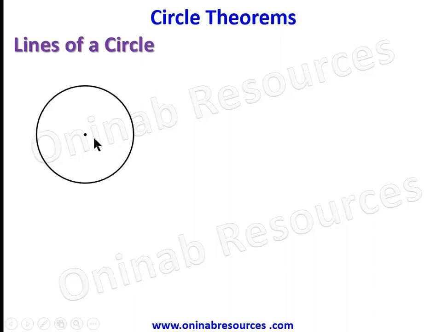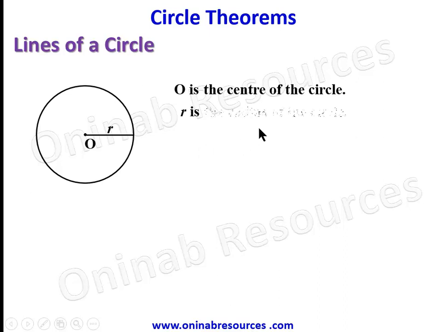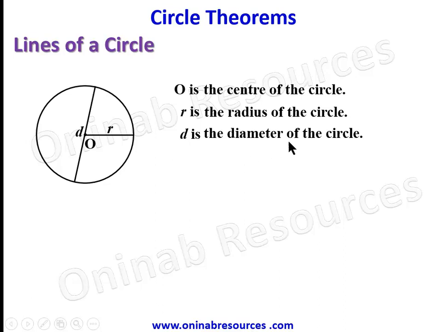I will consider this circle. Here O is the center of the circle. Then from the center of the circle to any part of the circumference, we call it R, and R is the radius of the circle. And from one part of the circumference to the other part of the circumference, passing through the center of the circle, we call it D, and D is the diameter of the circle.